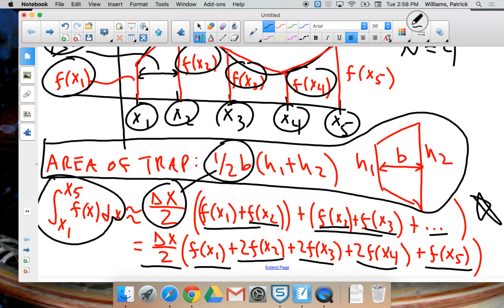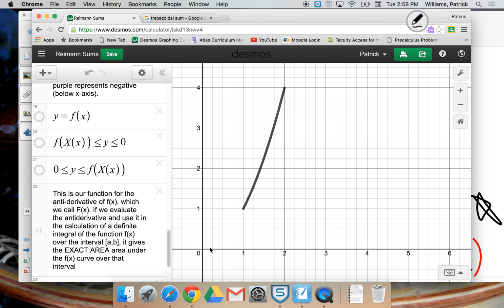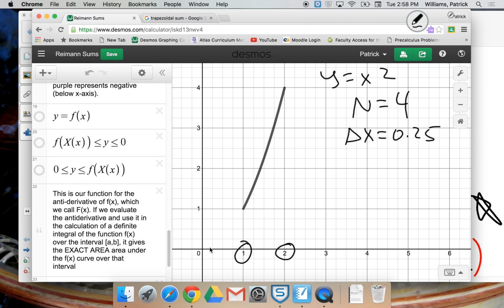But so let's give this a shot. Let's try to do this for this function again. We have y equals x squared. We're looking between x equals 1 and x equals 2. Let's do it with n equals 4 subintervals. So therefore, if we take the distance between 2 and 1, that's 1. If we want 4 subintervals, that means the base is going to be 0.25, so we know that as before.